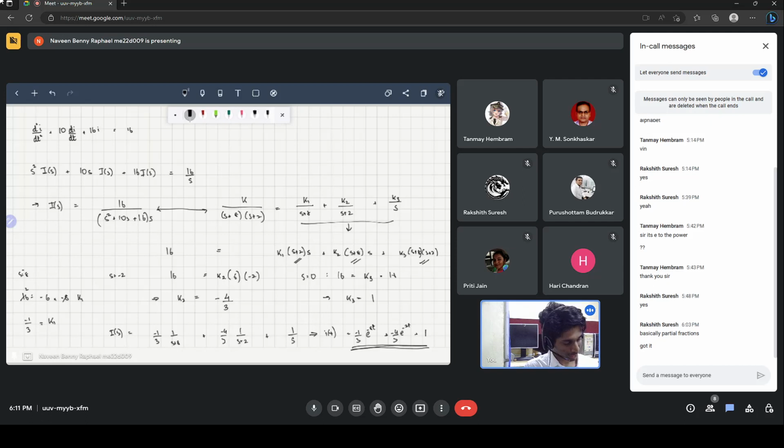The previous solution we got would have been the solution to this, where this is the Dirac delta function.